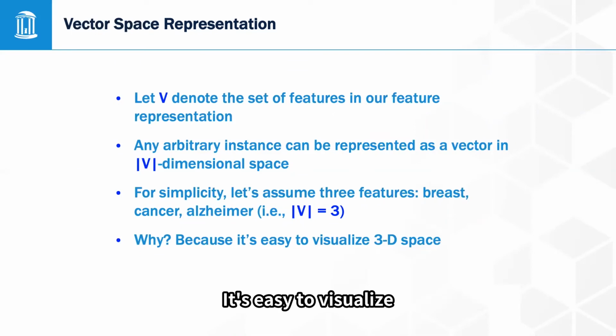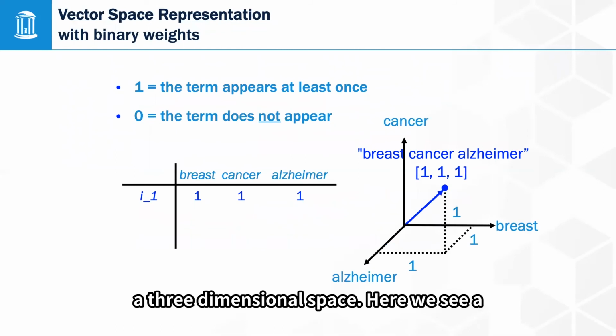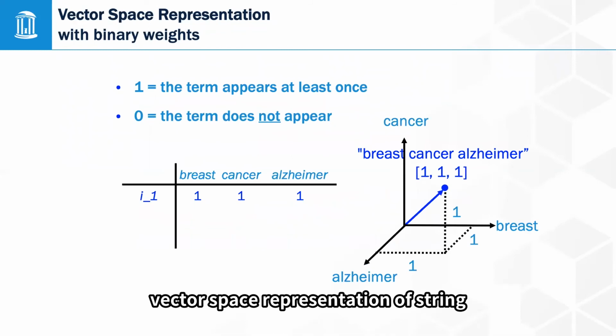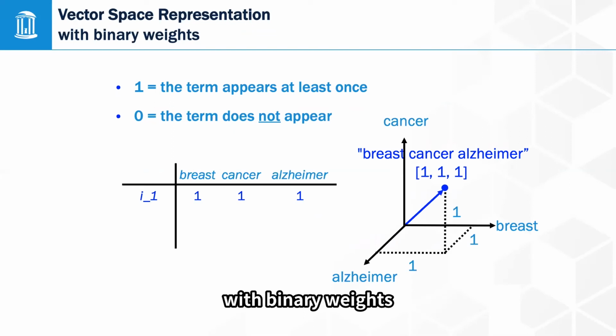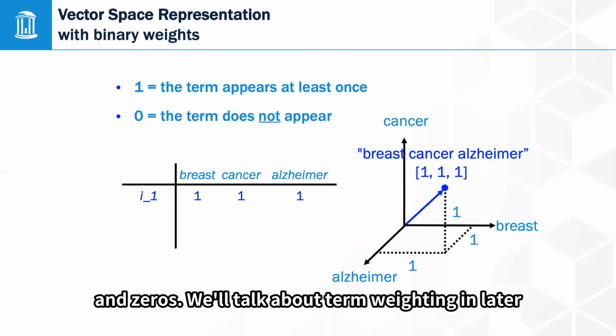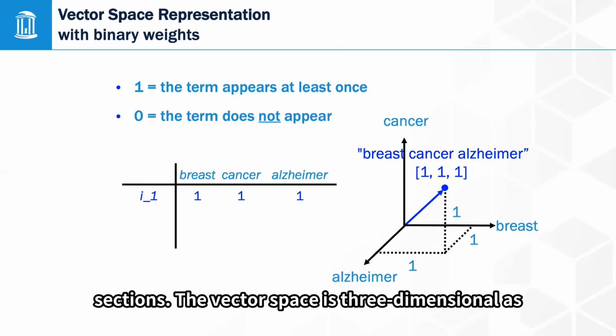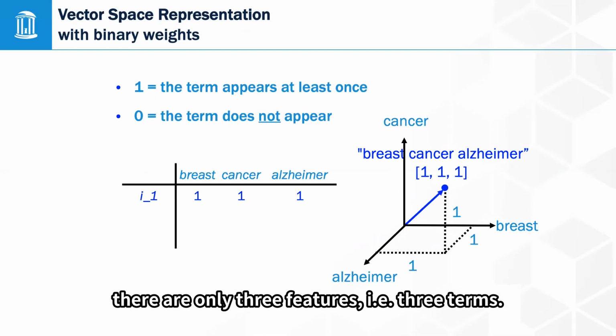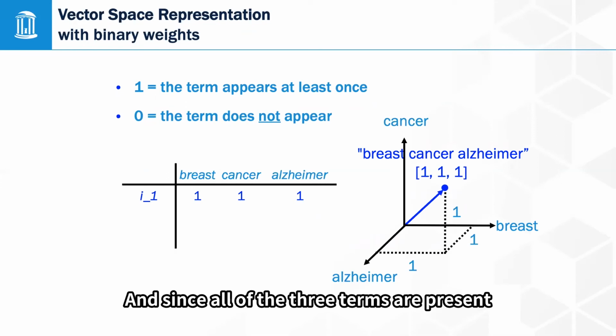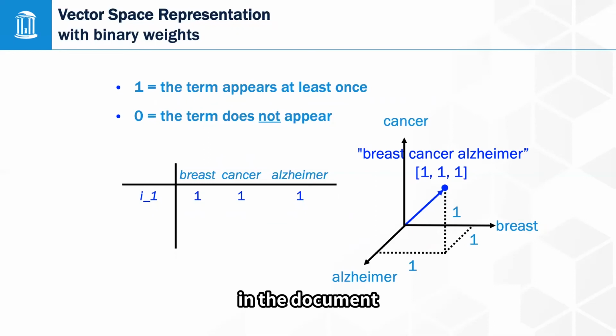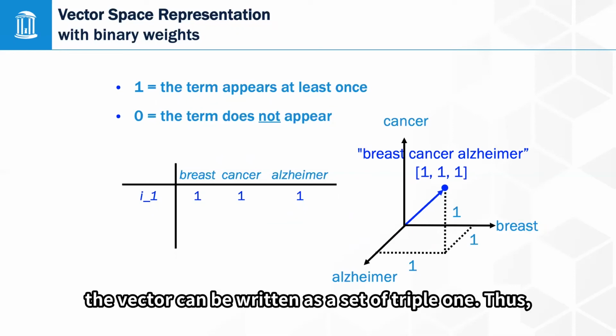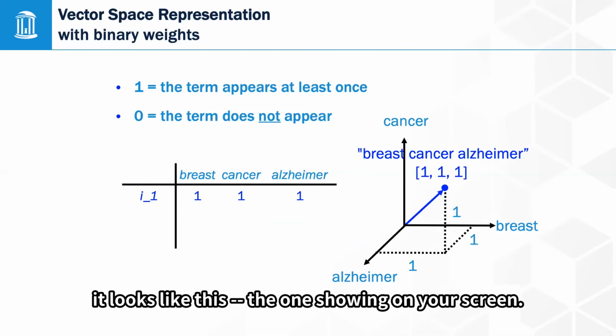It's easy to visualize a three-dimensional space. Here we see the vector space representation on string breast, cancer, and Alzheimer with binary weights in which we only see ones and zeros. We will talk more about term weighting in later sections. The vector space is three-dimensional as there are only three features. In other words, three terms. And since all of the three terms are present in the document, the vector can be written as a set of triple one. Thus, in the three-dimensional vector space, it looks like this, the one showing on your screen.